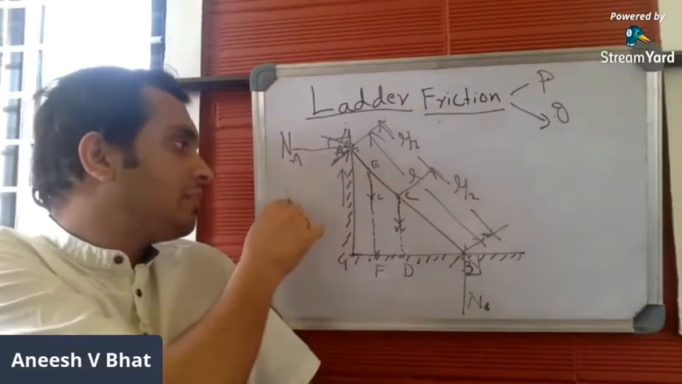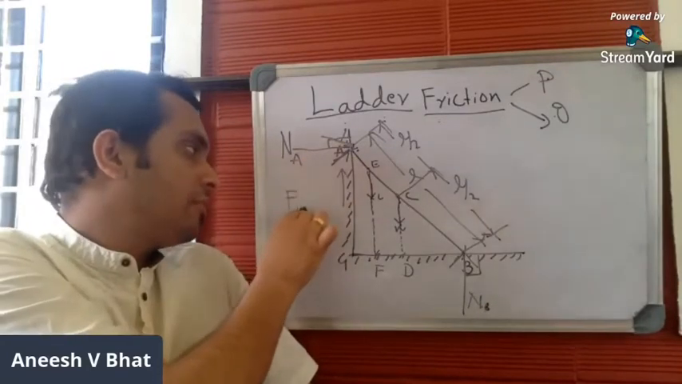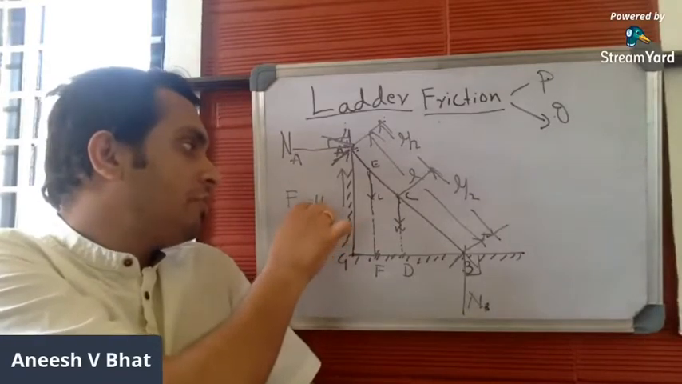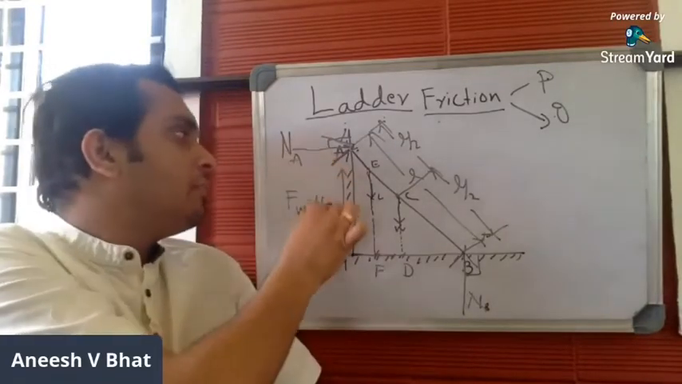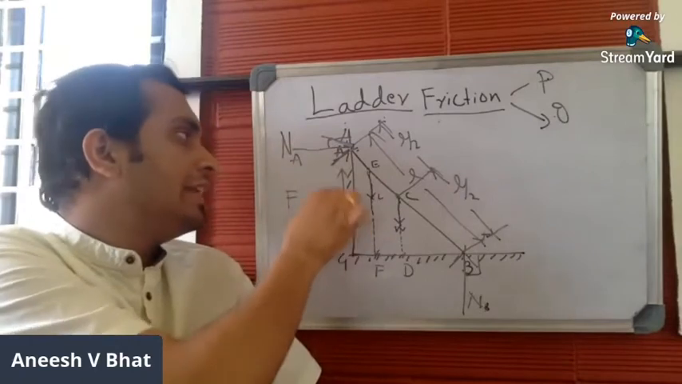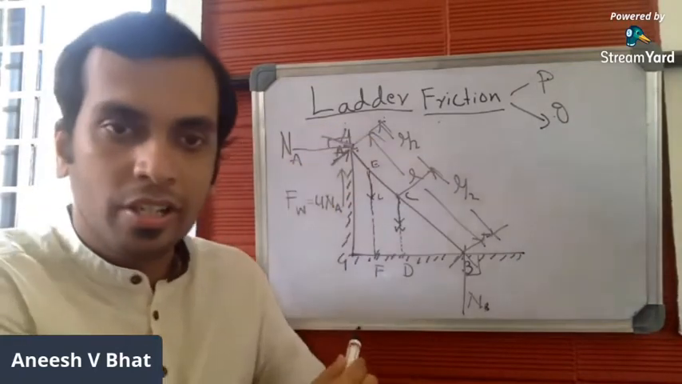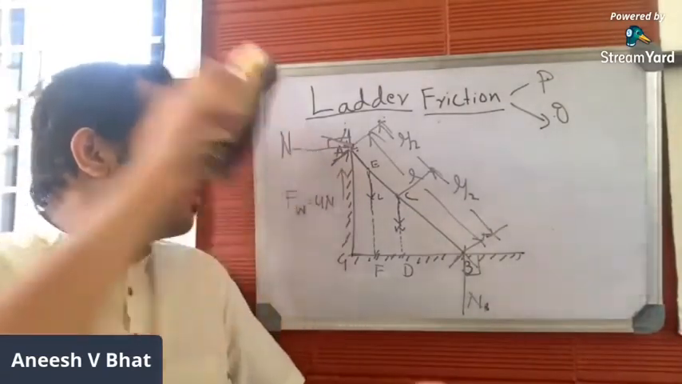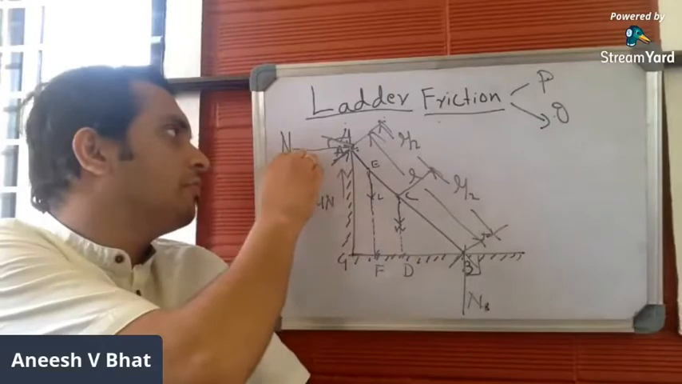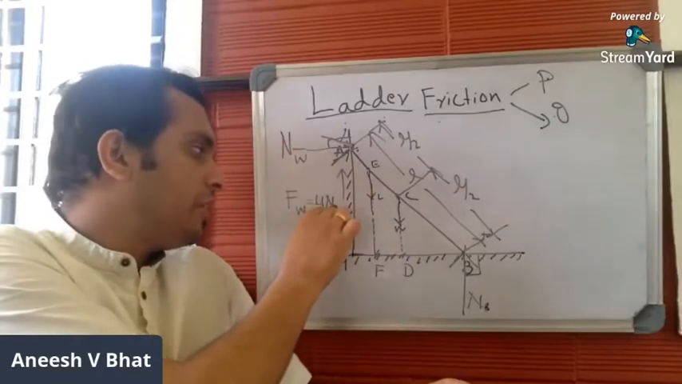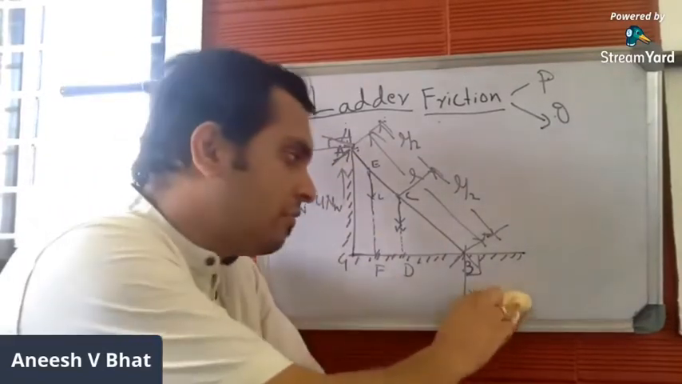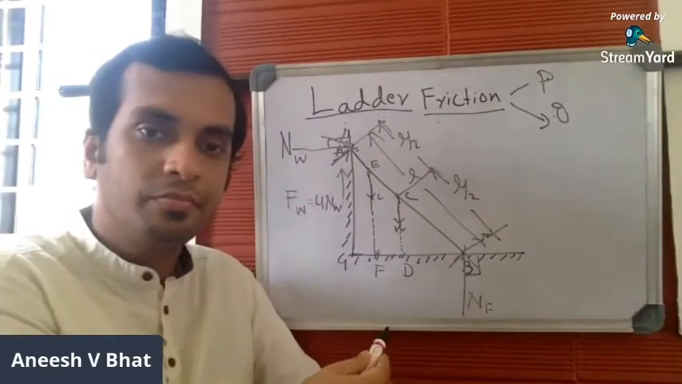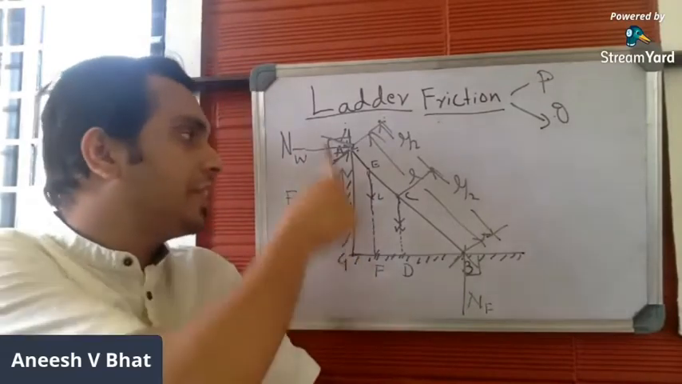Let me write this as frictional resistance offered by the wall, which is equal to coefficient of friction mu into normal reaction NA offered by the wall. Or if you get confused, you can mark this as normal reaction offered by the wall itself, NW. FW is equal to mu into NW. Let me mark this as normal reaction offered by the floor, NF. So frictional resistance will be acting vertically upwards.